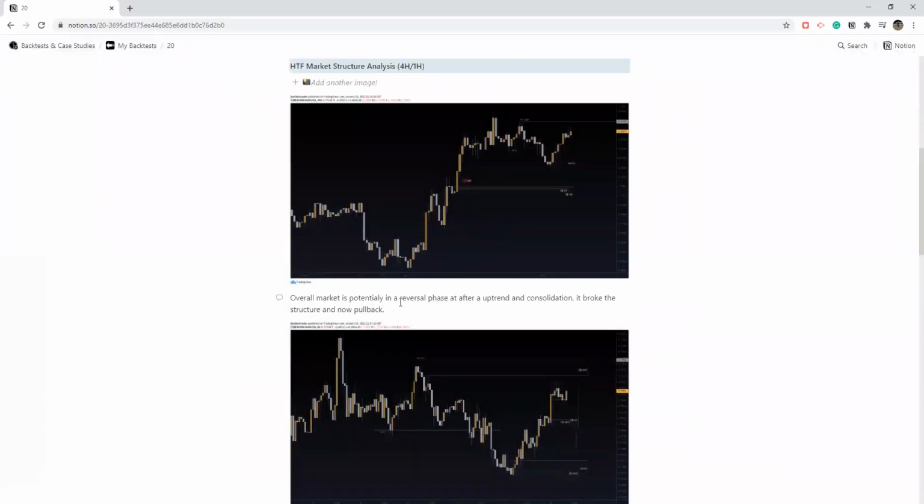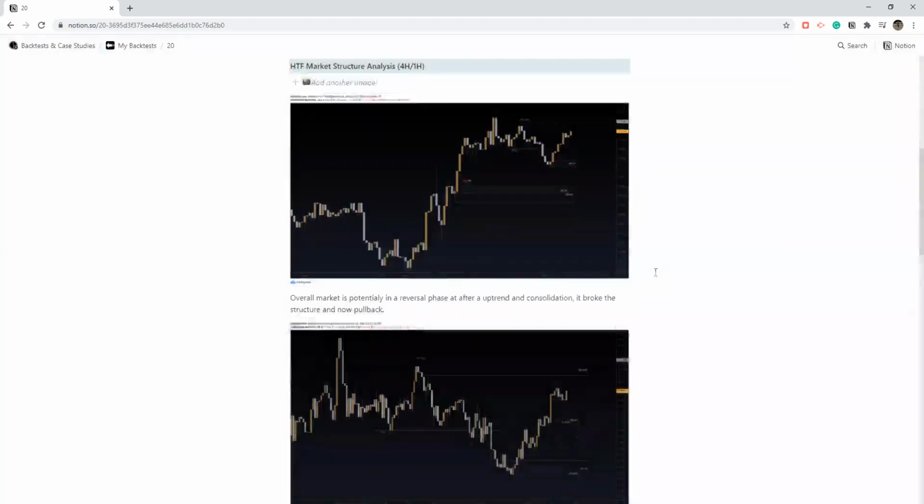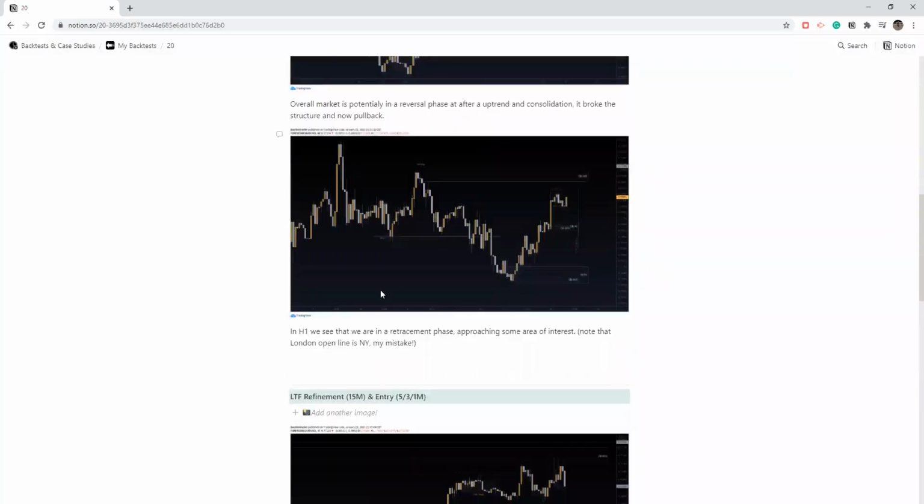Overall market is potentially in a reversal phase. After an uptrending consolidation, now a pullback. Yes, I would agree. We have that push to the downside, and right now we're having that pullback, potentially reacting from some sort of an area situated right there. Maybe we're going to hunt for the OB that is right there, which is really nice. Imbalance, okay, everything looks good. I agree with looking for a short.